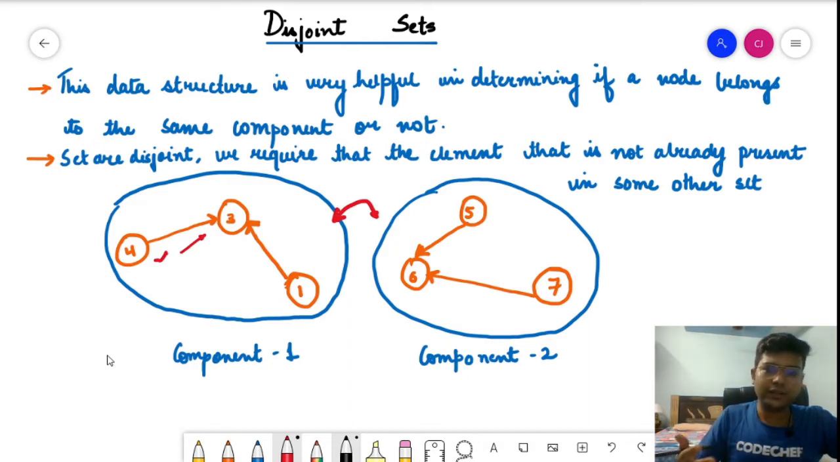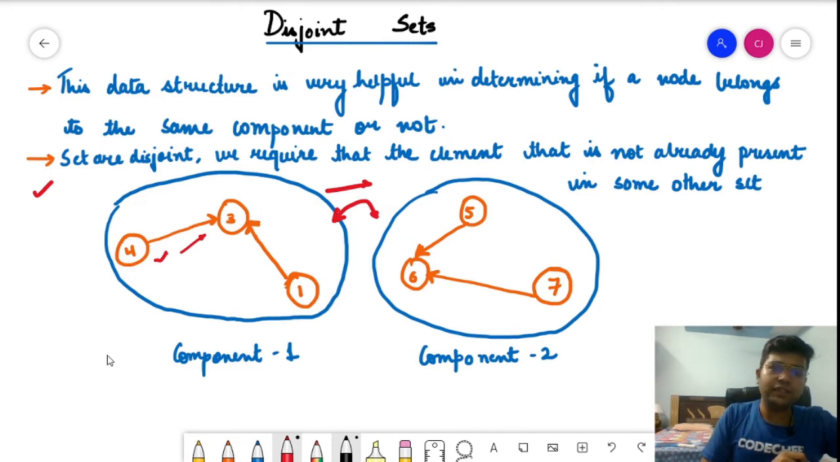So what is a disjoint set? These sets, the combinations of nodes which are connected to each other, are disjoint in nature. What does disjoint mean? The element which is present in one set is not present in the other set. So the second important point is that the sets are disjoint: for each and every component or disjoint set, we require that an element is not already present in some other set. This is a typical definition of a disjoint set.